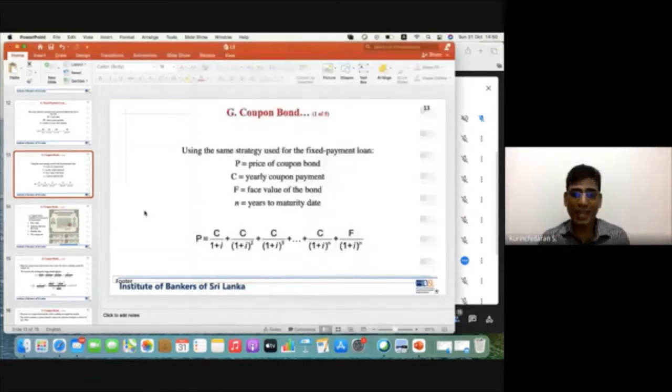So the banks invest in coupon bonds, that means treasury bonds. Let's assume 100 rupees worth of treasury bonds. You buy it from the market at 100 rupees. How often do we get a coupon for a treasury bond? Anybody?